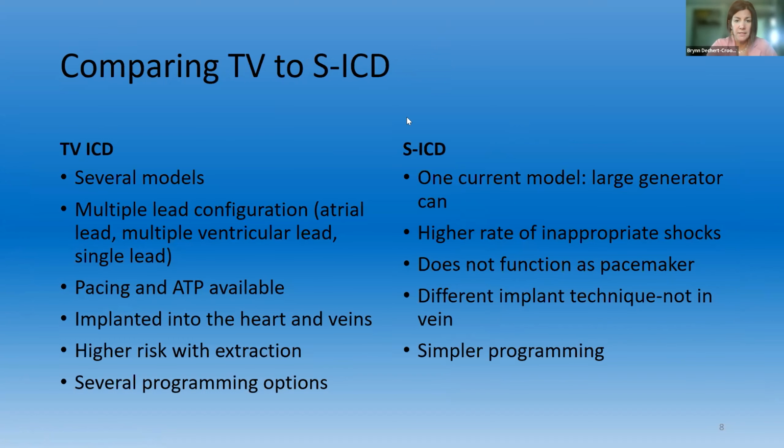All right, so here are the big differences between the two. Transvenous ICD, there are several models. Like I said, I picked Medtronic to show, but there are all the companies. Boston Sci has a Transvenous, Medtronic, Biotronik, and St. Jude. So there are several different models with several different configurations. We can partner this with multiple lead configurations. So you can have an atrial lead plus a ventricular lead. You can have two ventricular leads. It can just be a single ventricular lead. So there are lots of options for the needs of the patient.